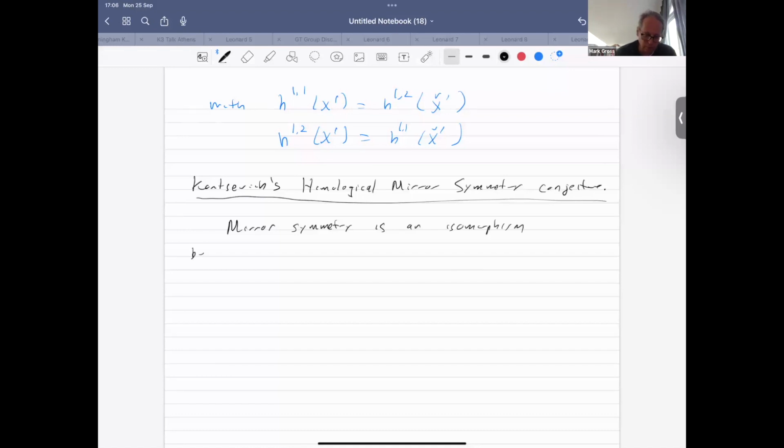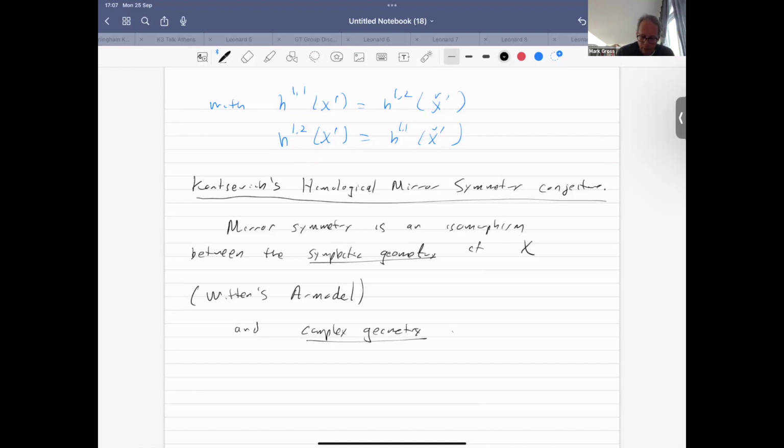is an isomorphism between the symplectic geometry of X. And if you've seen some of this language, Witten had an early paper where he talked about the A model and B model. This is often called the A model side. And the complex geometry of X check. So this is Witten's B model.